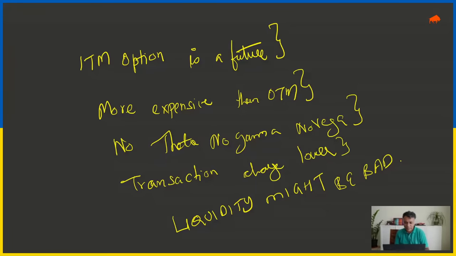Now I'll make things a little bit more interesting. Right. So now we have seen one problem, that this ITM option is very expensive. It's around 500 rupees. But now let's look at a very different use case.